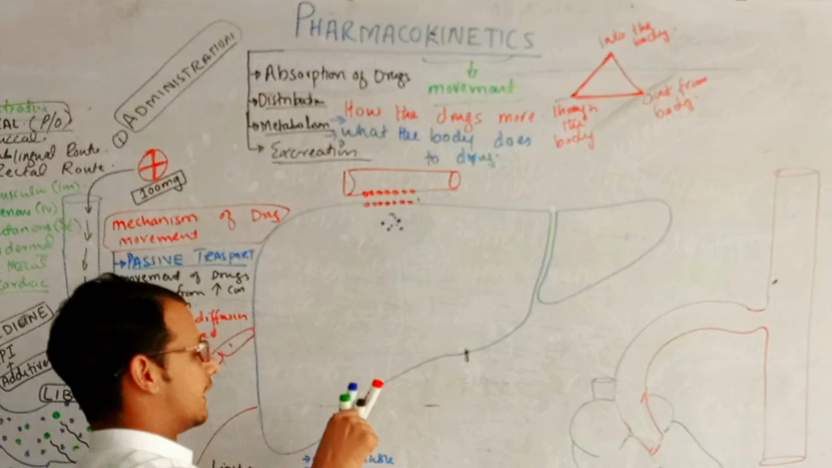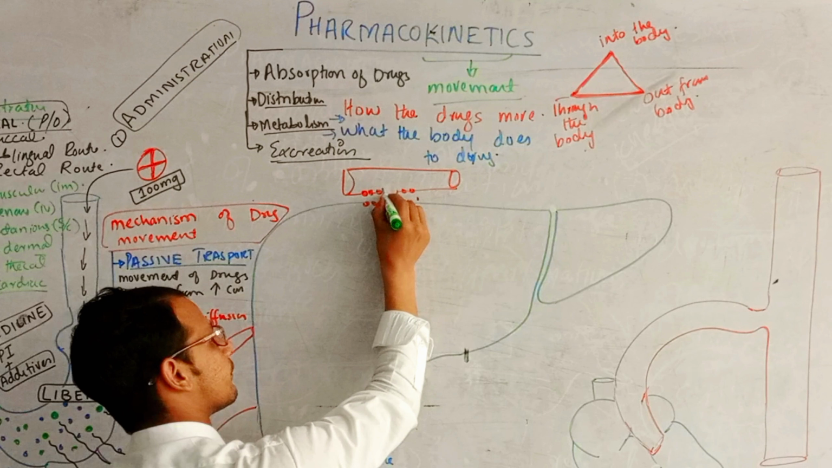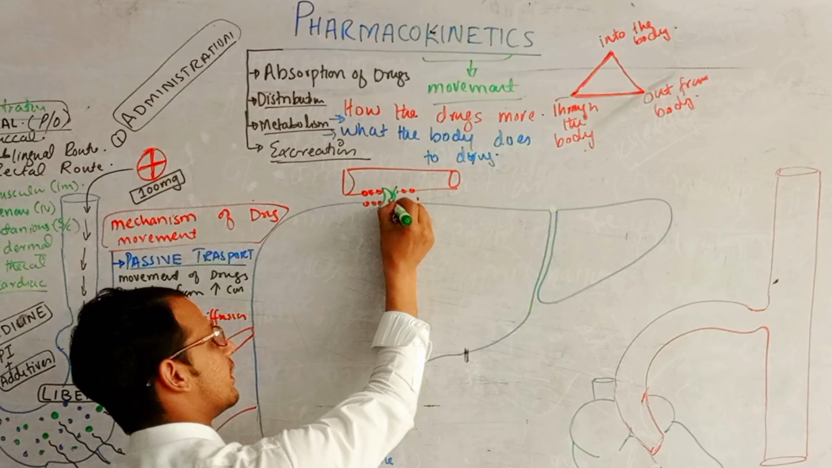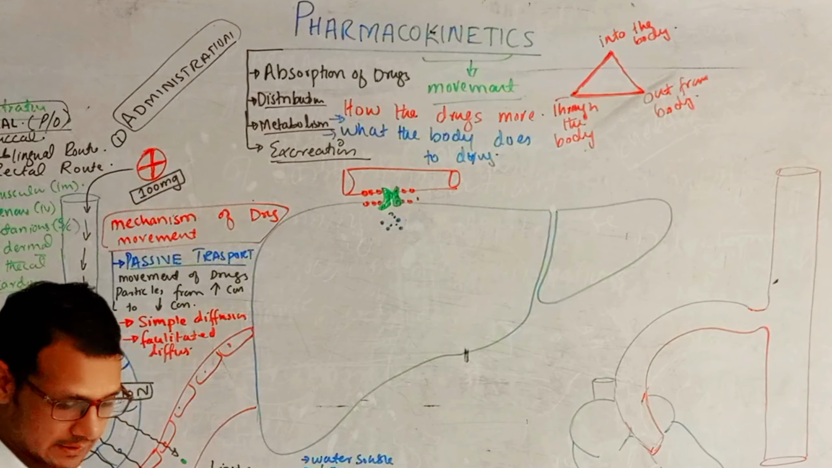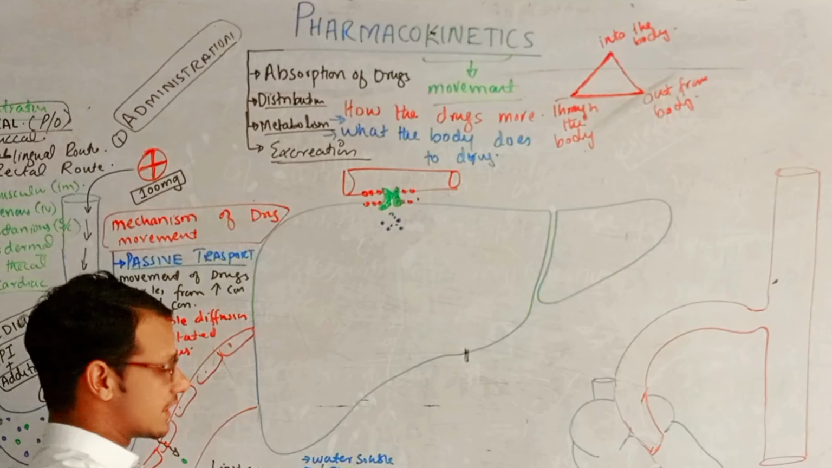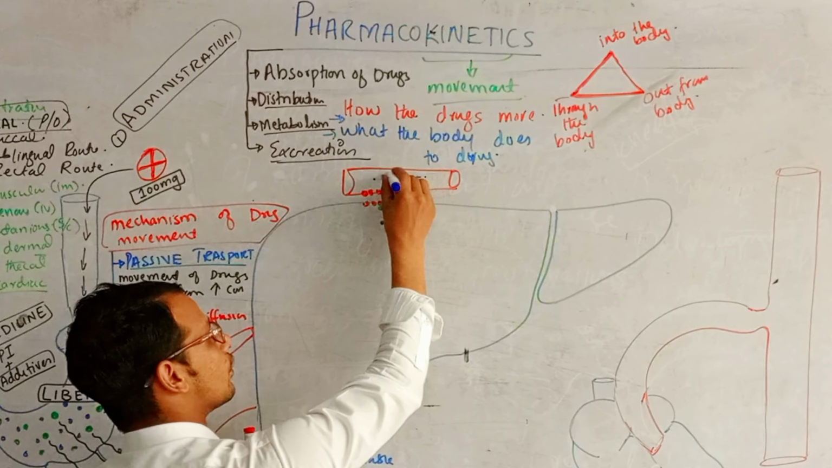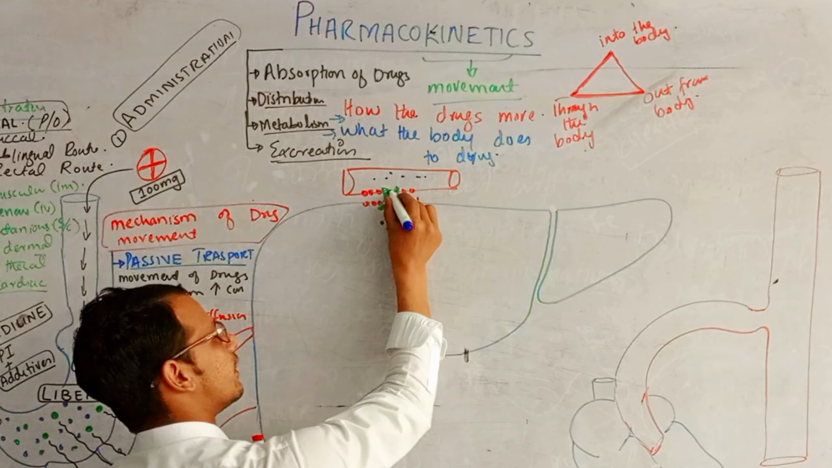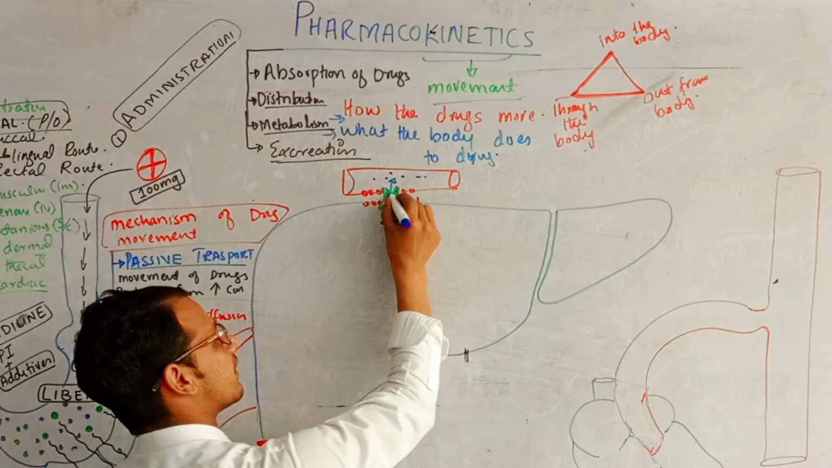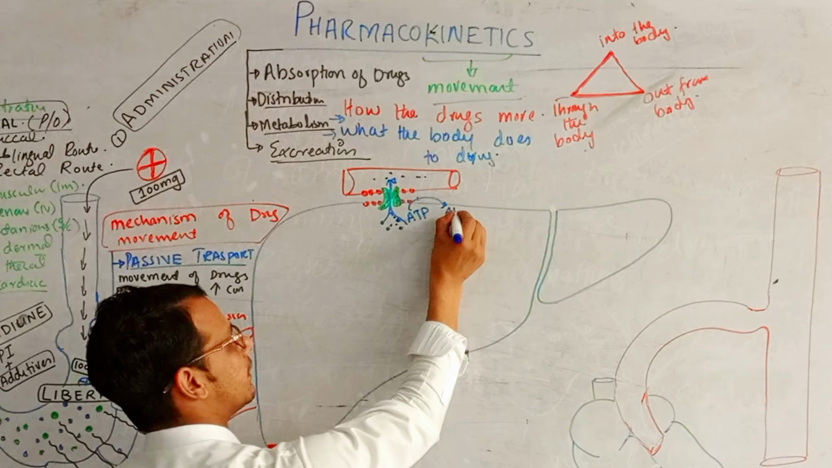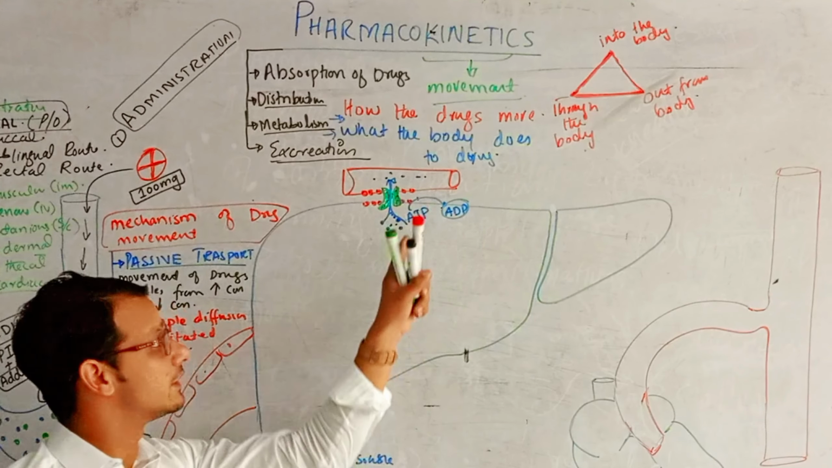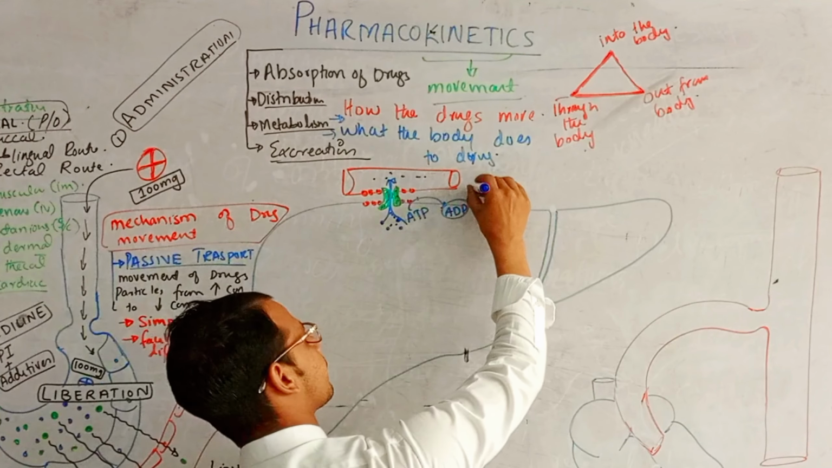This is the cell membrane, and here we have proteins. This drug is trying to go from the lower concentration into the high concentration. It will use ATP. This is called active transport.